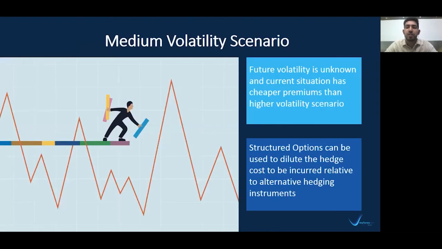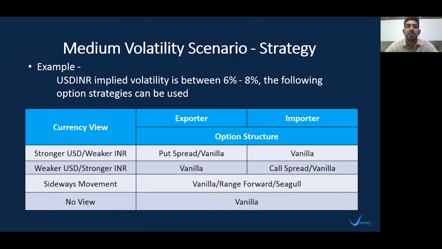Now in case of a medium volatility scenario, the premiums are cheaper than the high volatility scenario. If premiums are cheaper, it also means that I can look at hedging more using options, and I can also structure more options since they are more accessible to me due to cheaper premiums. Now let's take a look at hedging during medium volatility scenarios. For example, if the USD/INR volatility is between 6 to 8%, the following option strategies can be undertaken.